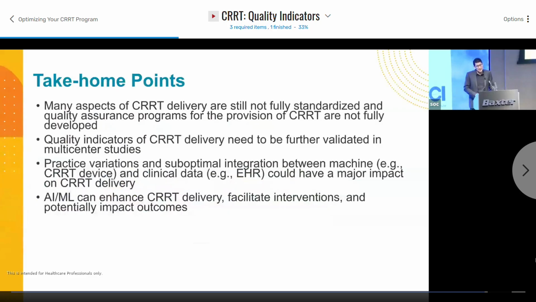So, take-home points: many aspects of CRRT delivery are still not fully standardized, and quality assurance programs for the provision of CRRT are not fully developed. Quality indicators of CRRT delivery need to be further validated in multi-center studies, but at least you have a reference where to start. Practice variations and suboptimal integration between machine and clinical data could have a major impact on CRRT delivery. And the use of artificial intelligence can enhance CRRT delivery, facilitate interventions, and potentially impact outcomes.